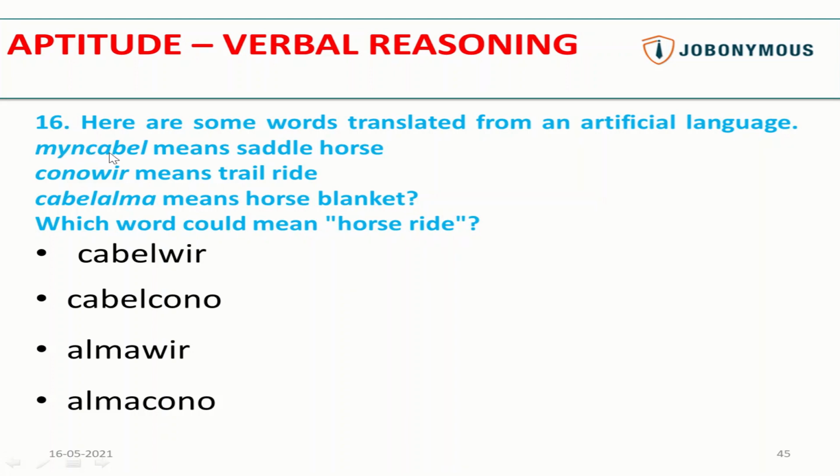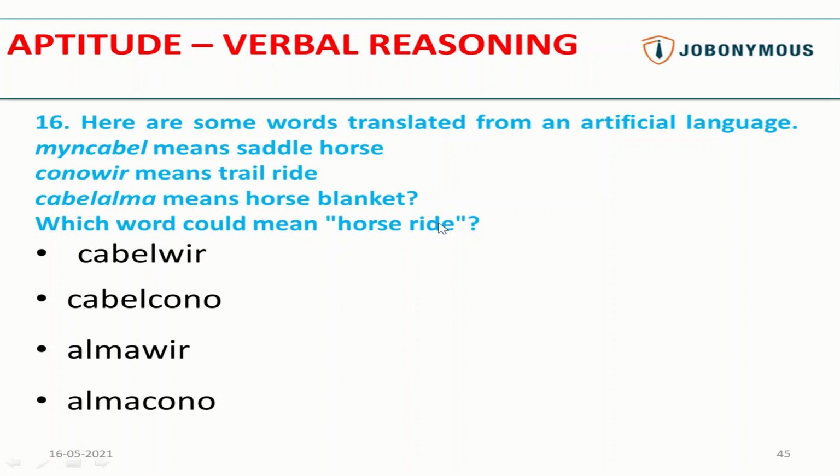So here you can easily deduce. Min cable means saddle horse, Konovir means trail ride, cable llama means horse blanket. So horse is coming twice. So check which word is coming twice. Here cable is there which is meaning horse. Here again cable is there which is meaning horse. So horse means cable in that language.